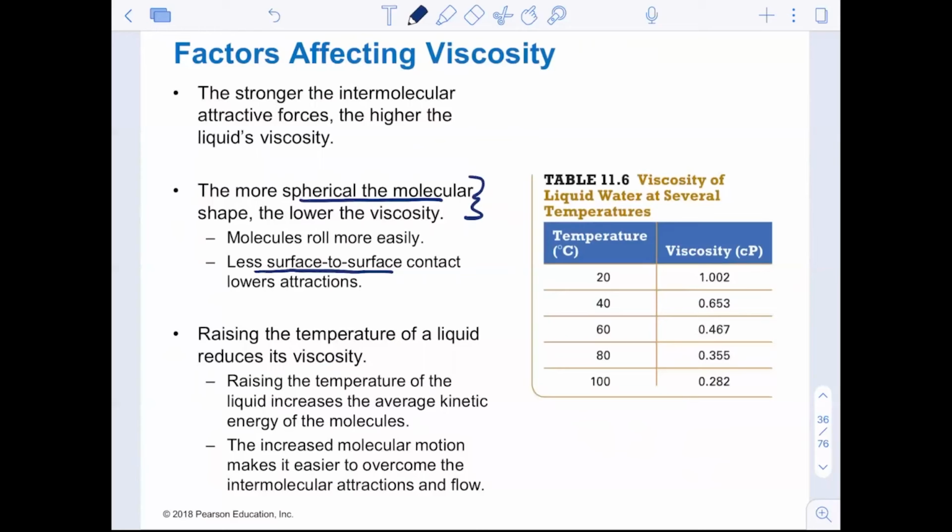Raising the temperature of the liquid, you're raising the average kinetic energy again, you're increasing molecular motion, you can overcome the viscosity. So just looking at the viscosity of water here at 20 degrees Celsius, it's around 1 centipoise. If we were to increase the temperature, increase the molecular movement, increase the kinetic energy, we're able to flow easier, 0.28, big drop off there.